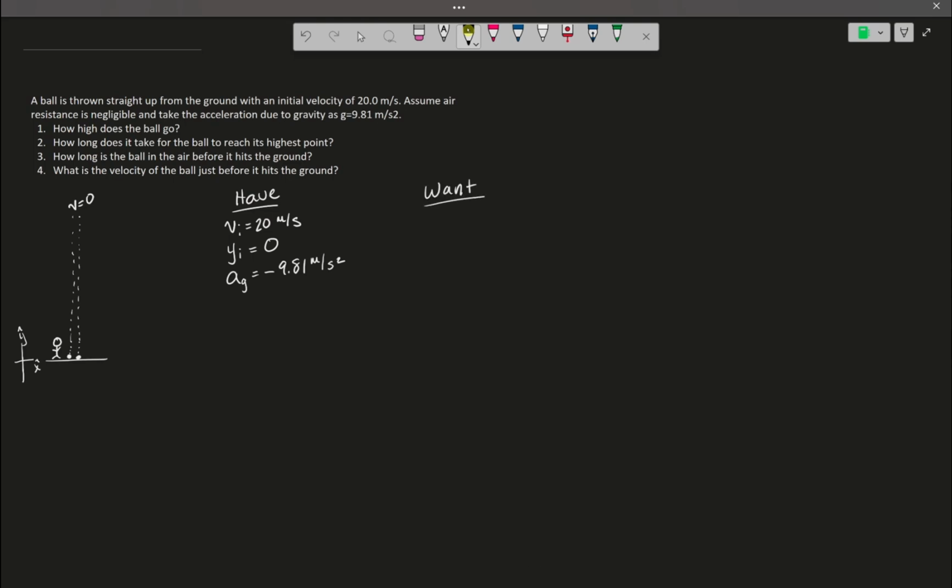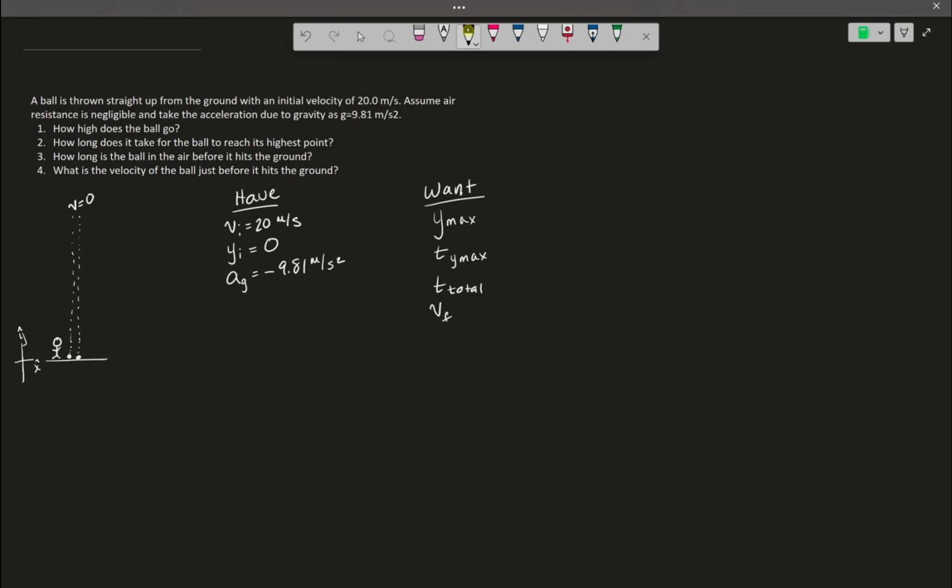So it wants us to find how high the ball goes, so the maximum height. It wants us to figure out how long it takes the ball to hit its maximum height. We want to figure out the total time the ball is in the air before it hits the ground, and we want to figure out the velocity of the ball right when it hits the ground. So there's 4 different things that it's asking us for.